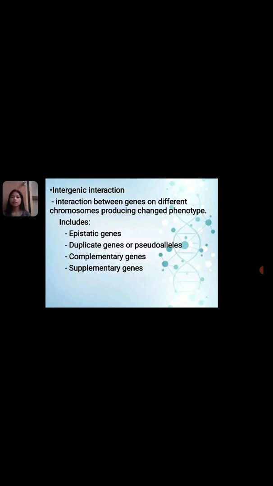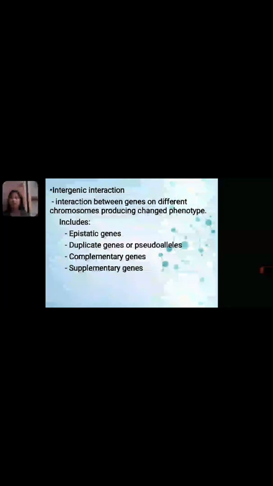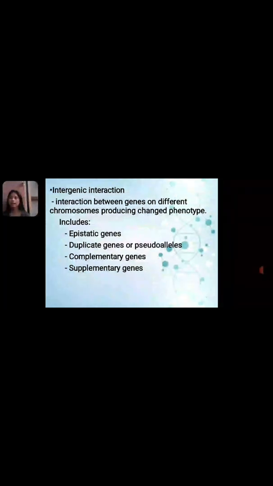Complementary genes are genes that mix together to produce a new distinct phenotype. And last is supplementary genes. Supplementary genes are genes that both contribute to a single characteristic where one gene can mask the effect of the other.